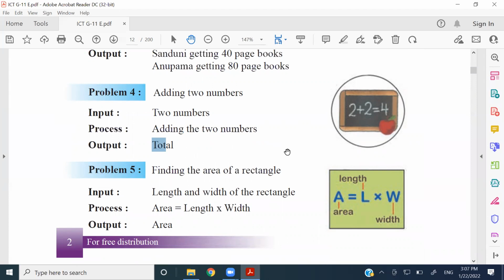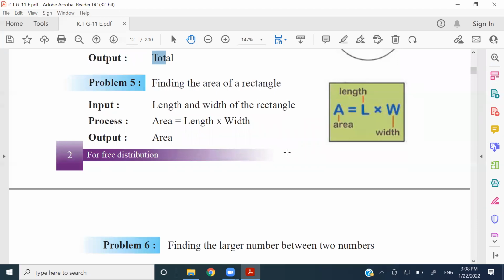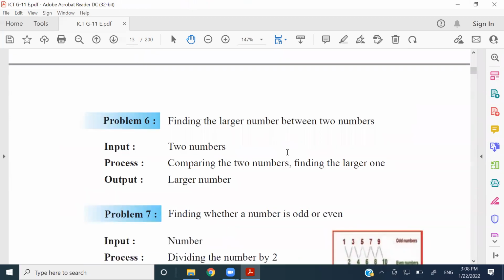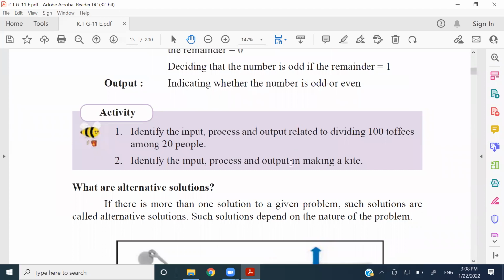So when it comes to the area, we don't have a lot of options. We must multiply the length by its width, right? So likewise, we can give a lot of examples.